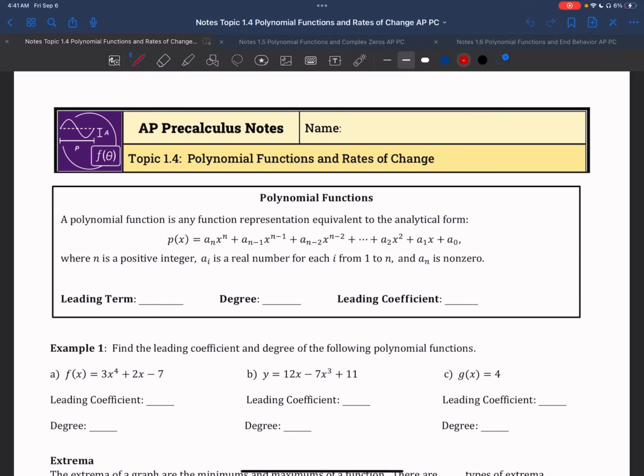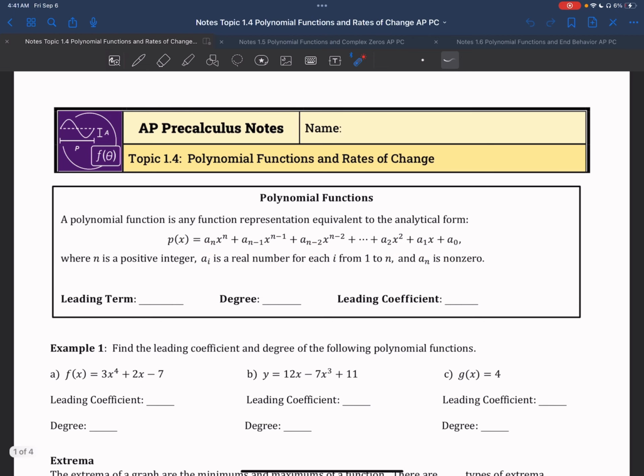Today we will be learning about polynomial functions and rate of change. Let's start off by looking at the standard equation for any polynomial that is given to you right here. If you look at the equation, it does follow some patterns. For example, these are all going to be your coefficients.